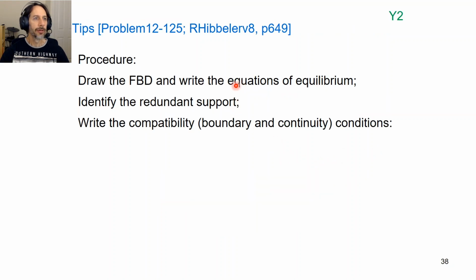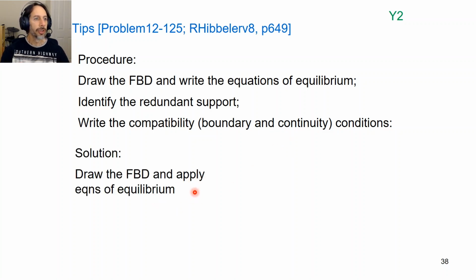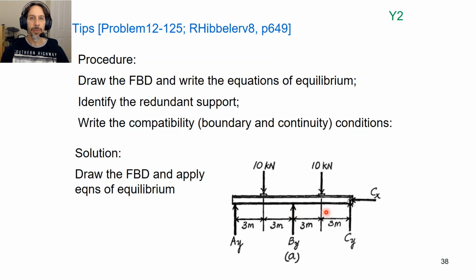Right. So firstly draw the free body diagram, write equations of equilibrium, identify the redundant support, and use compatibility to solve for one of the unknown forces, and that will usually be at the redundant support. Okay, so drawing the free body diagram, this is what we get. So we can see 1, 2, 3, 4 unknowns.